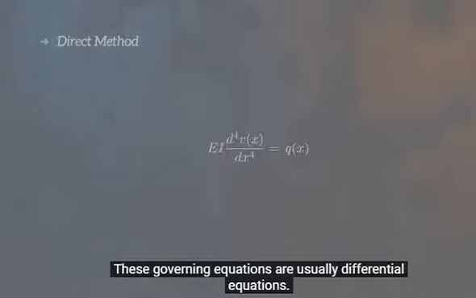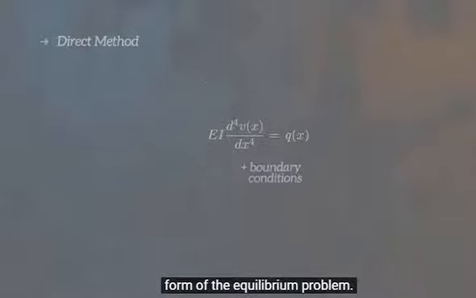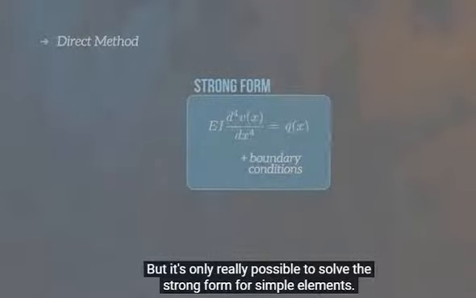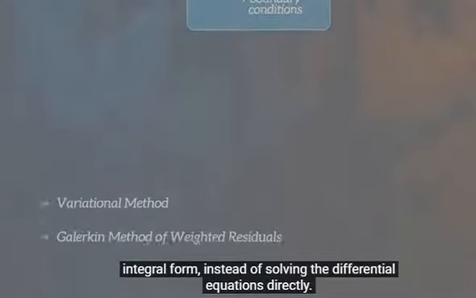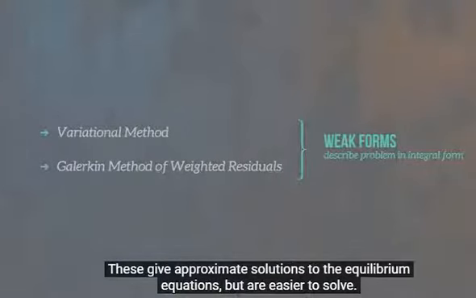These governing equations are usually differential equations. The differential equations and associated boundary conditions are what we call the strong form of the equilibrium problem. But it's only really possible to solve the strong form for simple elements. For more general cases, we can use weak forms that describe the differential equations in integral form, instead of solving the differential equations directly. These give approximate solutions to the equilibrium equations, but are easier to solve.